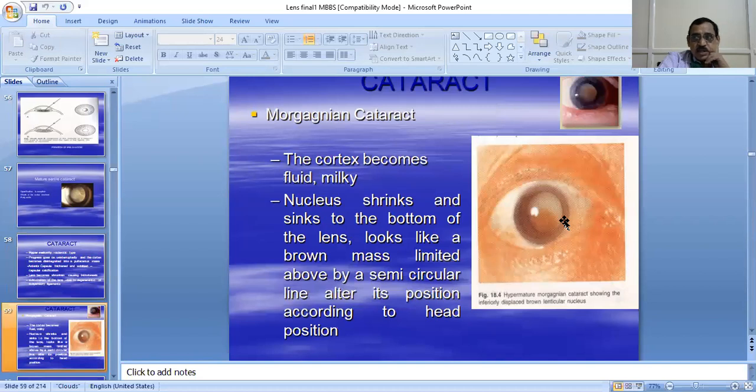Morgagnian cataract is also one type of hypermature cataract. The cortex becomes fluid and milky. It is completely liquefied and turns into a fluid, milky area. The nucleus shrinks and sinks to the bottom, and it looks like a brown mass limited above by a semicircular line. The position of this part of the lens varies with the position of the head.